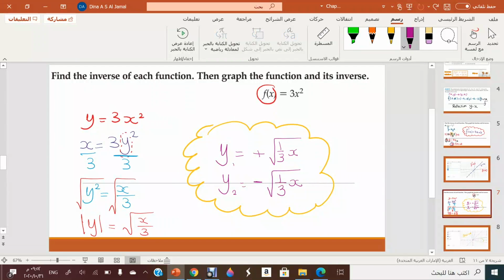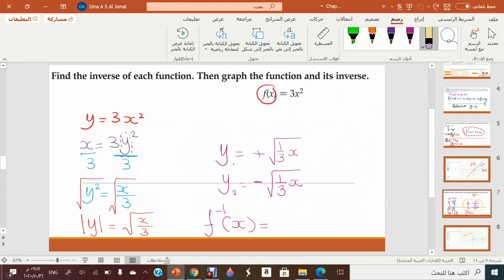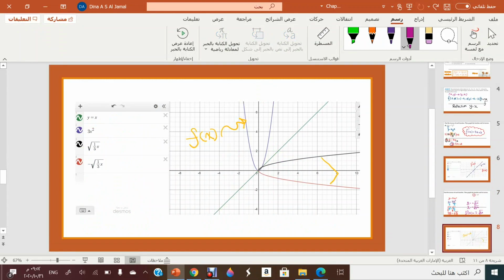So I can write it in another way, which is f inverse of x. It will be plus and minus the square root of 1 over 3 x. So this will be representative of your inverse function, and this is the reflection over y equal x.